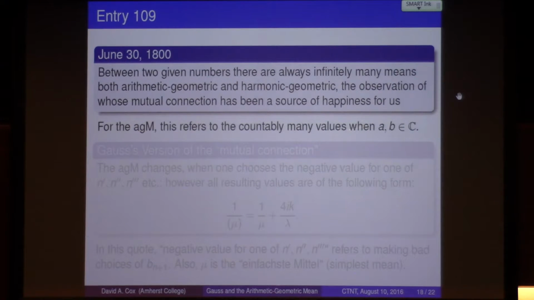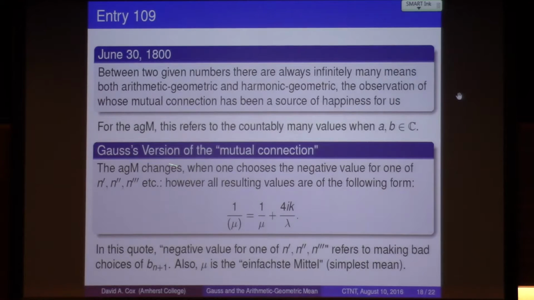So he really is talking about counting the many values that connect these guys, and the mutual connection, that's the theorem that we just finished proving, and here's his version of the proof. It's not quite stated in total and complete generality. So it says the AGM changes when one chooses the negative value for one of them. It turns out that n prime, double prime, and triple prime are basically n plus 1. So he imagined making the right choice most of the time and just once making the wrong choice. And that's what I call u prime.